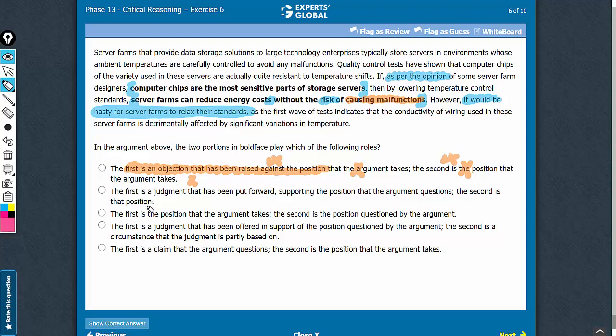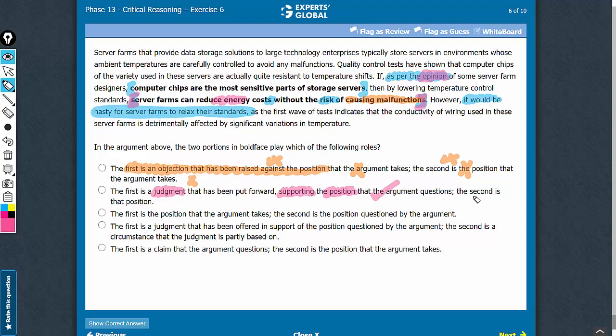Let's look at answer choice B now. The first is a judgment. I said it is an opinion. To call an opinion a judgment is alright. That has been put forward supporting the position that the argument questions. Yes, the argument is skeptical about this position. The position suggested by the second boldface, and the first boldface is an opinion or judgment that is supporting this position, the position suggested by the second boldface. So the first part here is absolutely correct.